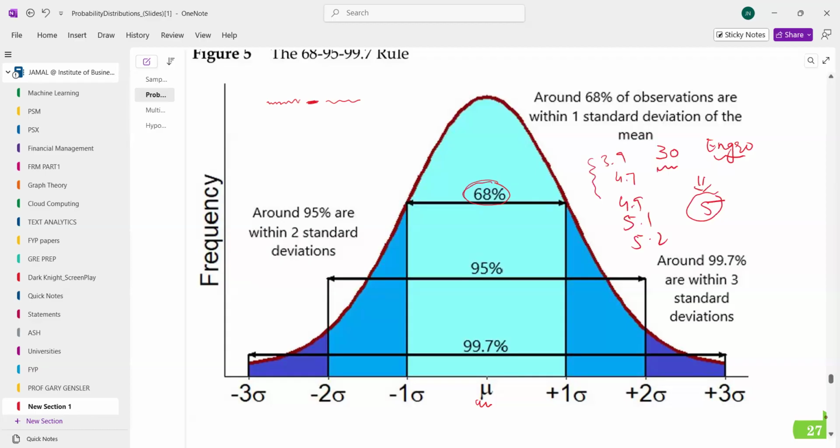But 68% of those records will be within one standard deviation of the mean, right? And if you broaden that scale, take two steps to the right and two steps to the left, then it will cover 95% of your data points.